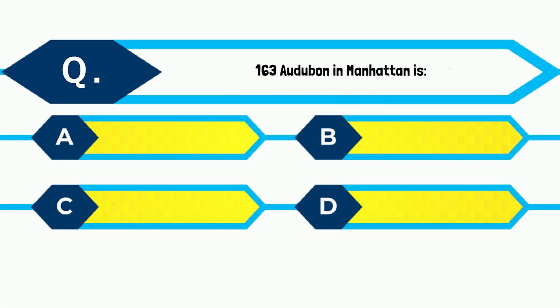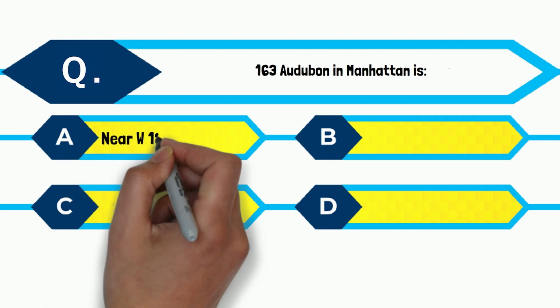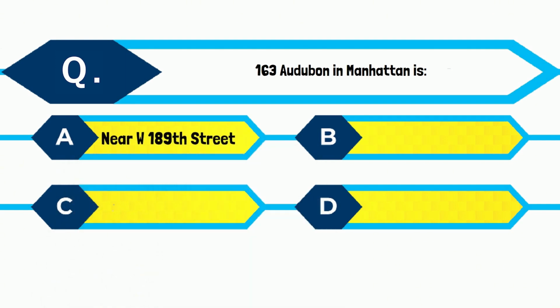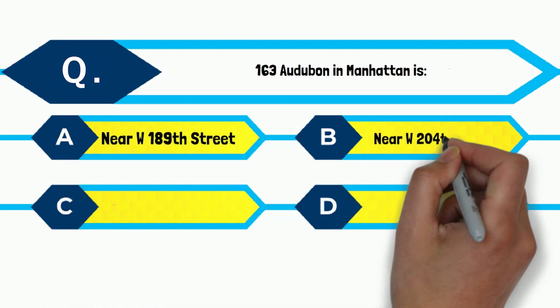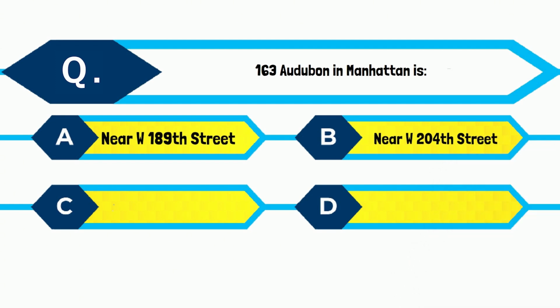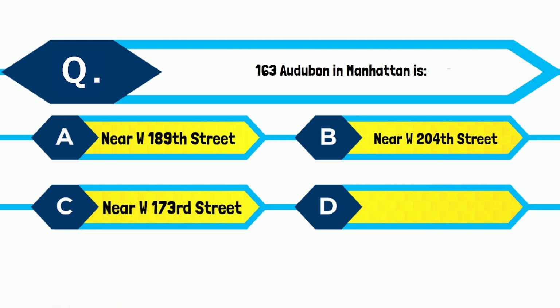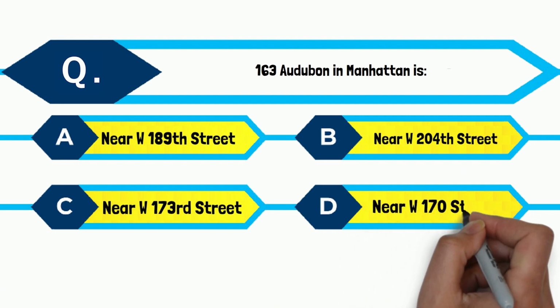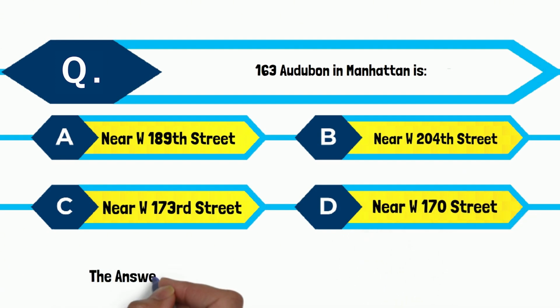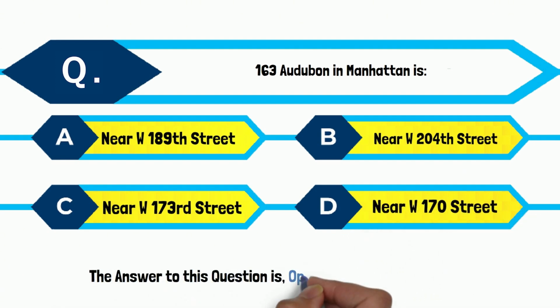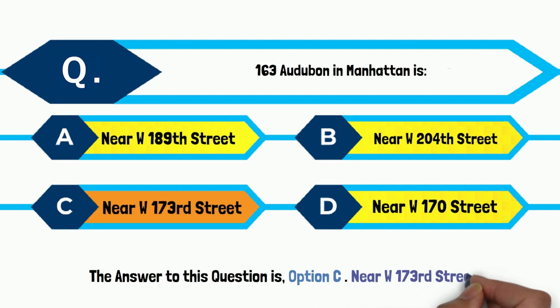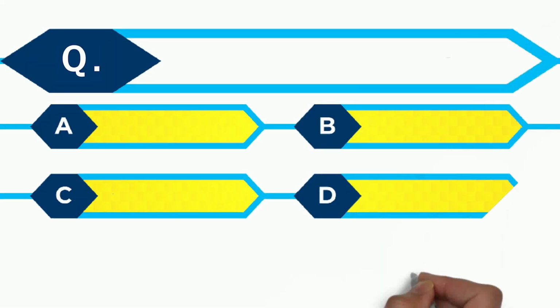163 Audubon in Manhattan is: Option A, near West 189th Street. Option B, near West 204th Street. Option C, near West 173rd Street. Option D, near W 170th Street. The answer to this question is option C, near West 173rd Street.